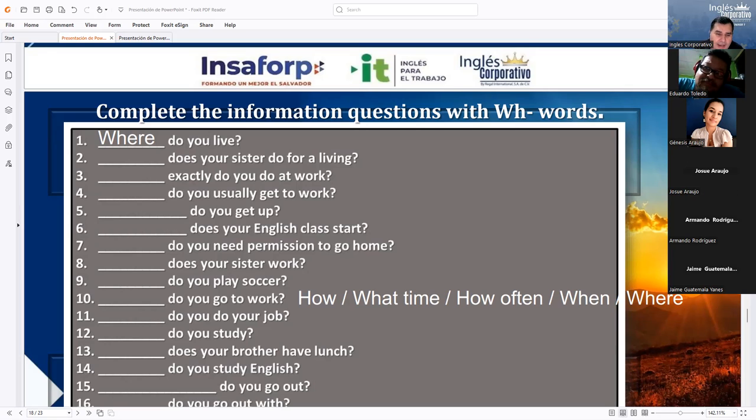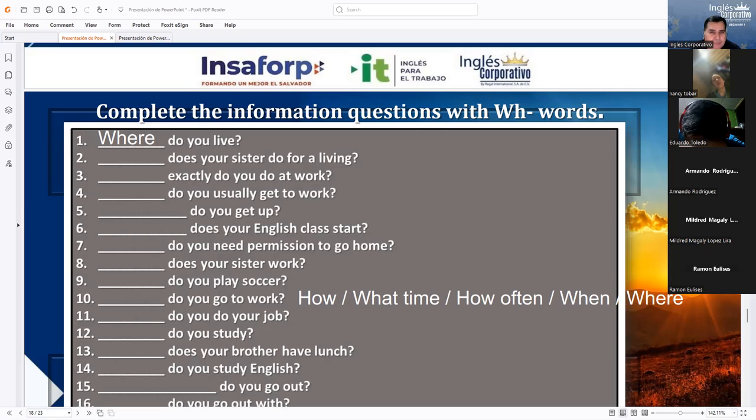Marcela Ayala. Mildred Magali López. Present. Excellent. Nancy Lisette Tovar. Present, teacher. Excellent. Very good. Oliver Josué Ramírez. Present. Excellent. Ramón Eulises Pérez. Present. Excellent. Samuel Amilcar Torres. Víctor Manuel Cedillos. And Marcela Alicia Amador. Okay. Present. I will say this in Spanish. Okay.